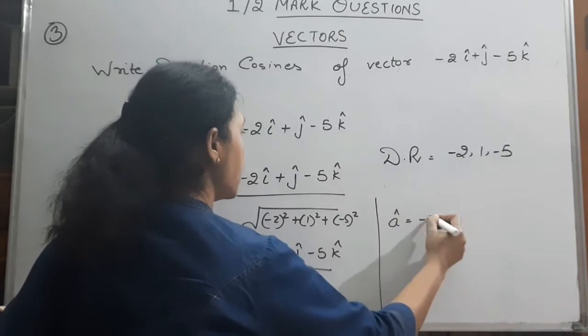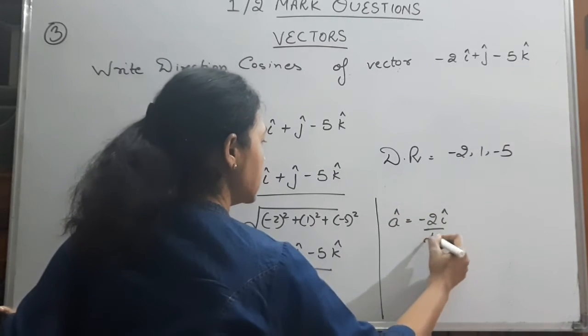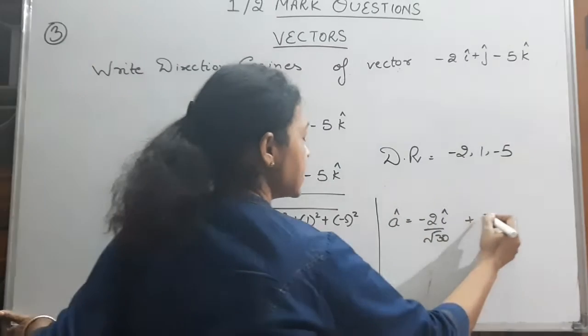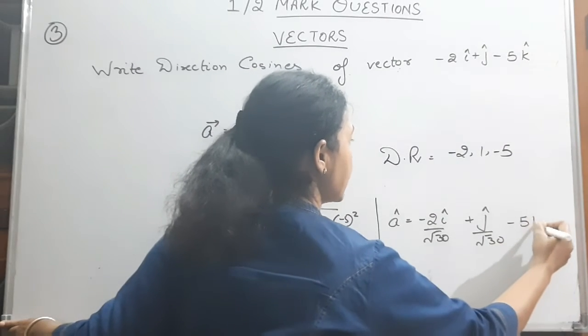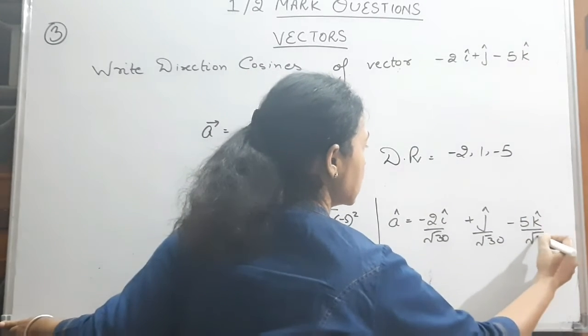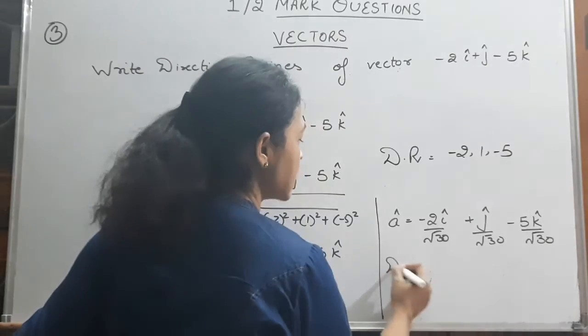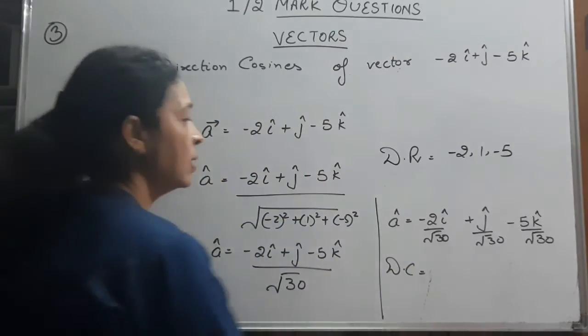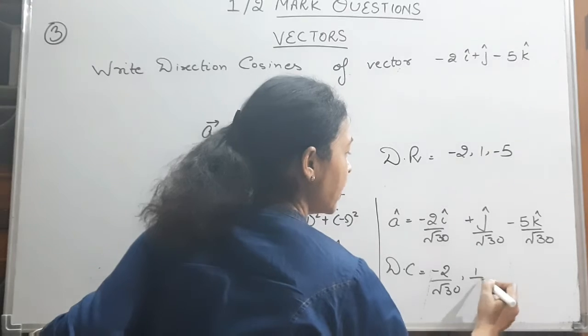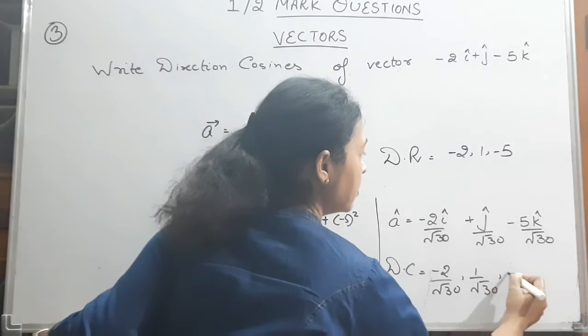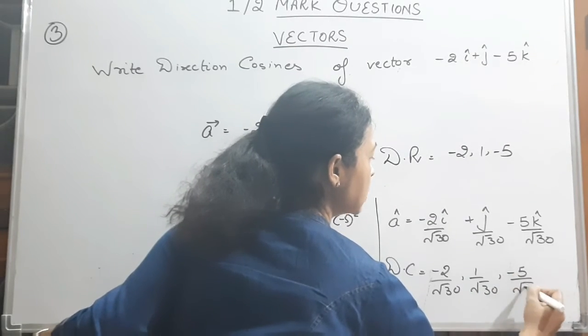A cap is minus 2i cap upon root 30 plus j cap upon root 30 and minus 5k cap upon root 30. Now the direction cosines of vector A are minus 2 by root 30, 1 by root 30 and minus 5 by root 30.